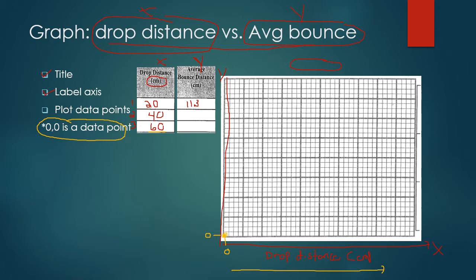Now I said I was going to go by tens, so each of these bold lines I'm going to go by tens. So my first one will be 10, my next one then will be 20, my next one will be 30, 40, 50, so on and so forth. So I just want to make sure that I'm at least going up to 60, which is my highest data point on the x-axis column.